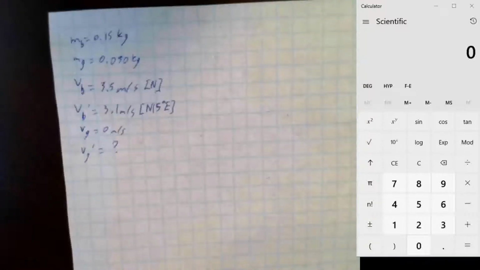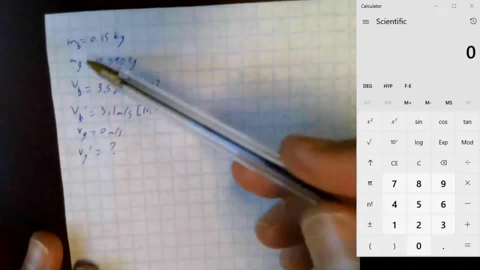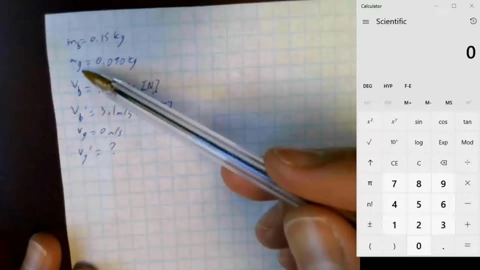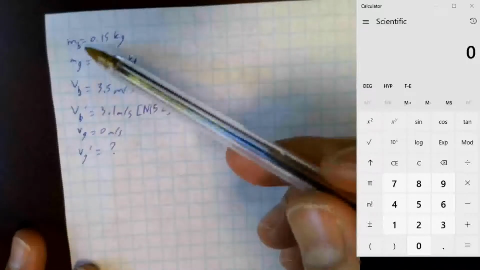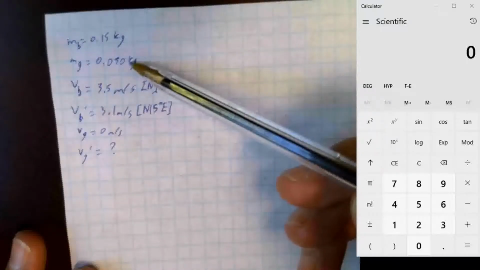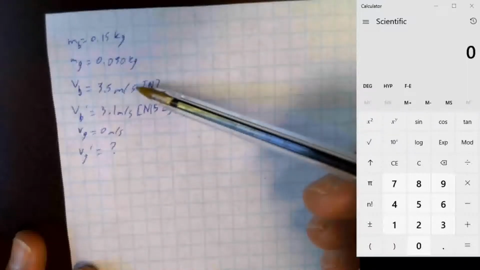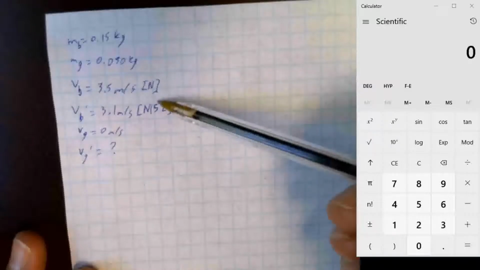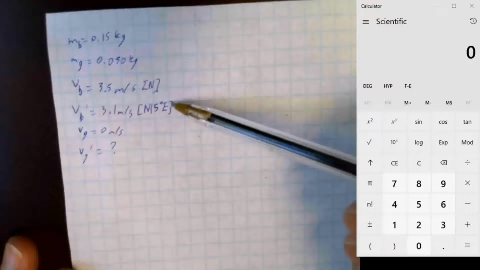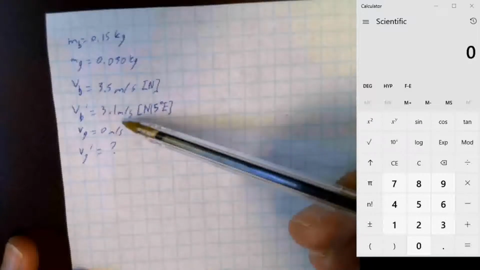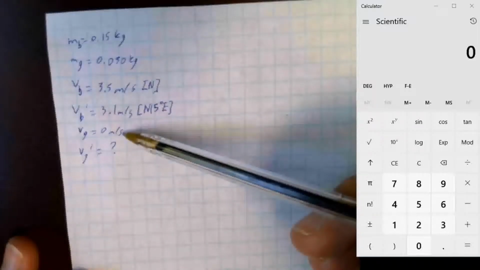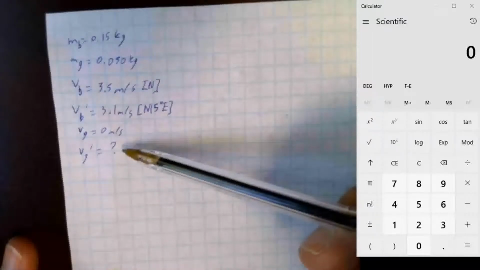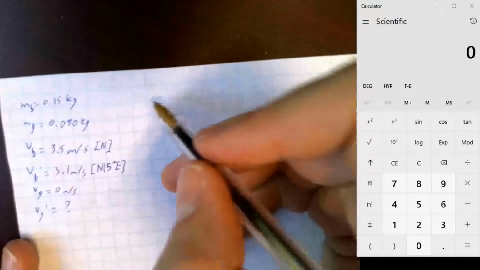So here are our givens for this problem. I've used lowercase b for the billiard ball and lowercase g for the golf ball. So here's the masses of both objects, two significant digits. Here's the velocity of b before. It's totally in the north direction. The velocity of b after is north with an eastward component. The velocity of the golf ball before is 0 because it's stationary, and we're asked to find the velocity of the golf ball after.